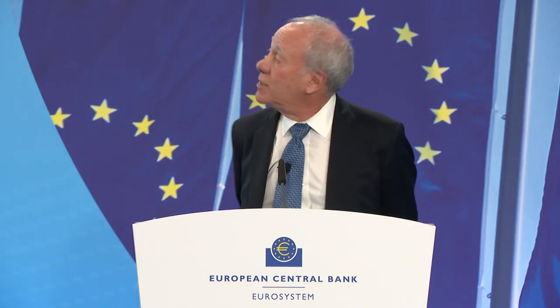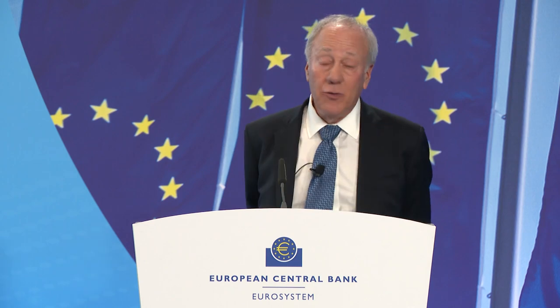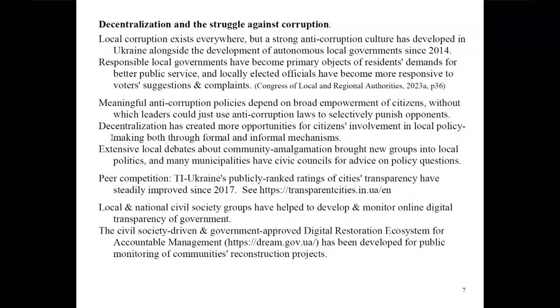There's a webpage, Transparency International Ukraine, which from 2017 to 2022, when the war started, was publishing annual rankings of cities' public transparency of government. These are publicly ranked, number one to whatever, 200 or something among the major cities they monitored, and municipalities that were low on the list didn't like it and improved. You can just see the steady increase. TI says their standards stayed the same, but the ratings went up because the municipalities made reforms.